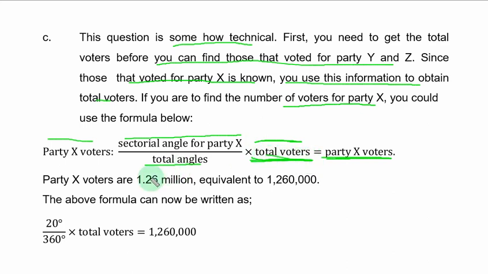From the question, 1.26 million voters, which is equivalent to 1,260,000, voted for party S. So let us insert these figures into the formula and you have this result. So we need total voters. Let's make it the subject and solve for it.